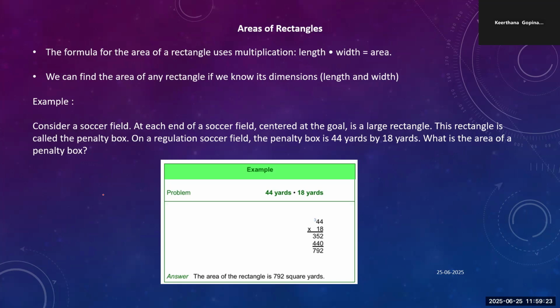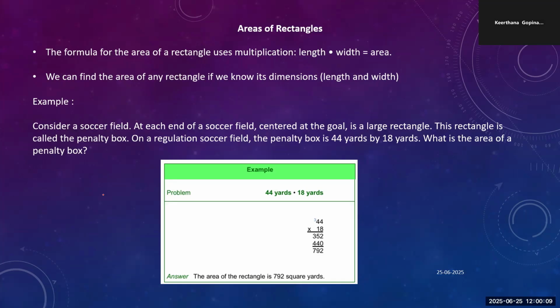Why is area always square? Because L into B, length into breadth. The length has a unit and breadth has a unit. For example, yards is used here. Generally, what we use is meters. If the football field is 20 meters by 30 meters, what is the area of the field? 2 into 3 is 6, then 2 zeros, 600. Not 600 meters, it is meter square. That's the difference. Are you getting it?